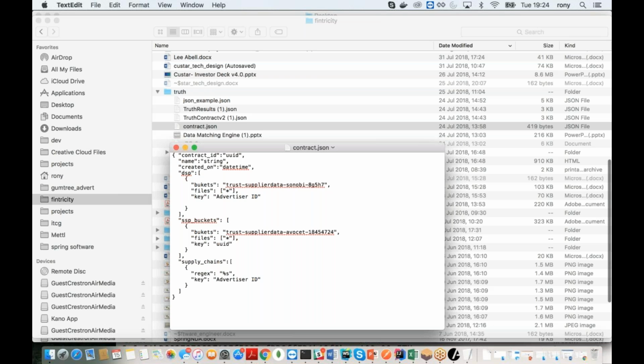How to achieve that? If you see this document on the machine, I did some work with an advertising client, and they gave us this kind of structure. They say, same thing, in JSON format, where contract ID is a UUID, then you have a name and a created-on date time, and then different attributes. So DSP, SSP buckets, they have their values there, and I just ignored some bits.